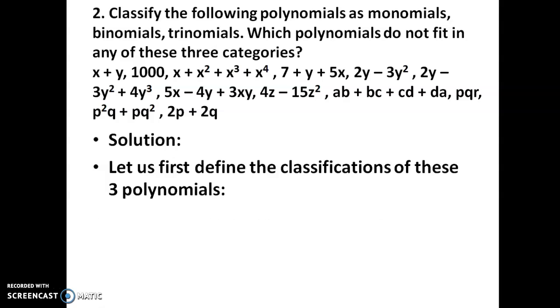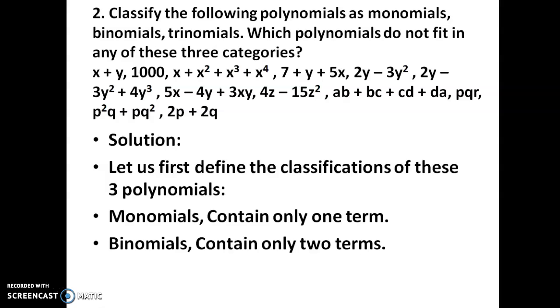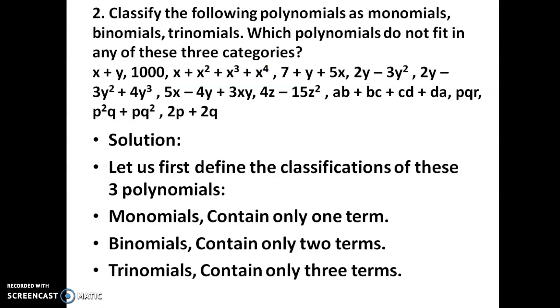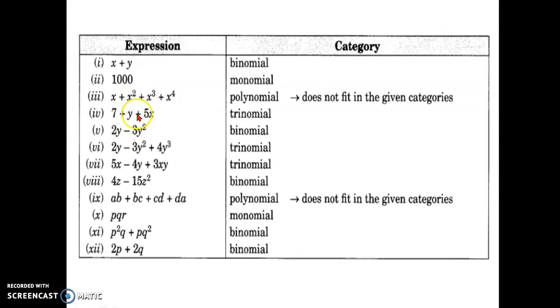So monomial means it contains one term. Binomial means it will contain two terms. Trinomial means it will contain three terms. First we should have this idea, then we can classify. x plus y. Here x is one term and y is one term, so two terms are there. So it is binomial.